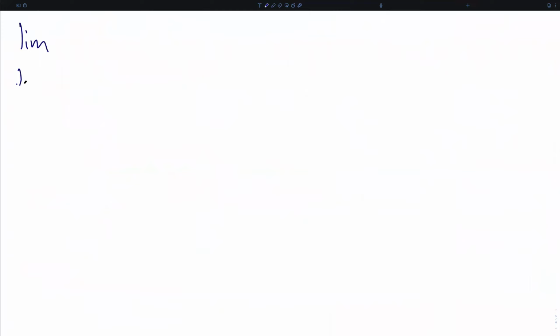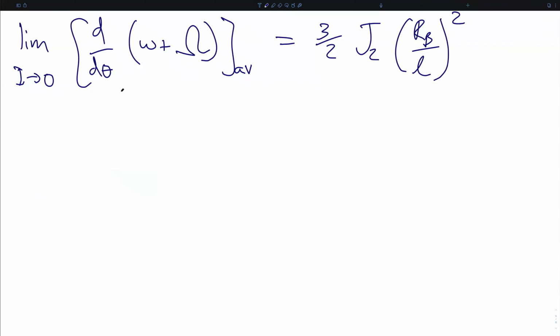In the limit, as the inclination goes to 0, the derivative in theta of omega plus capital omega, averaged over one orbital period, goes to 3/2 J2 times the central body's equatorial radius over the orbital semi-parameter quantity squared. So for equatorial orbits, for orbits where we cannot distinguish between these two angles because the inclination, the central rotation of the Euler angle set, is 0, the joint average effect is just a steady change in the summed angle that has a rate of 3/2 J2 times R_B over L squared.